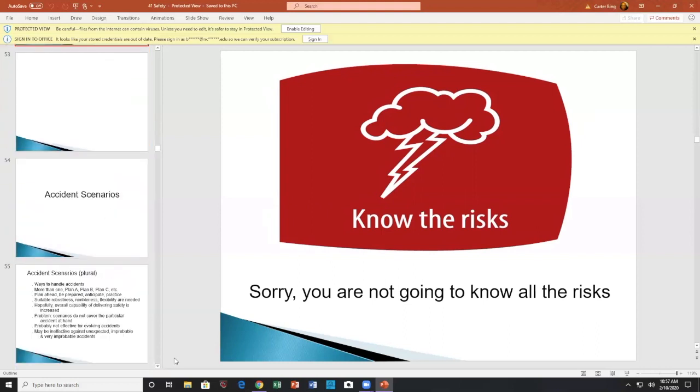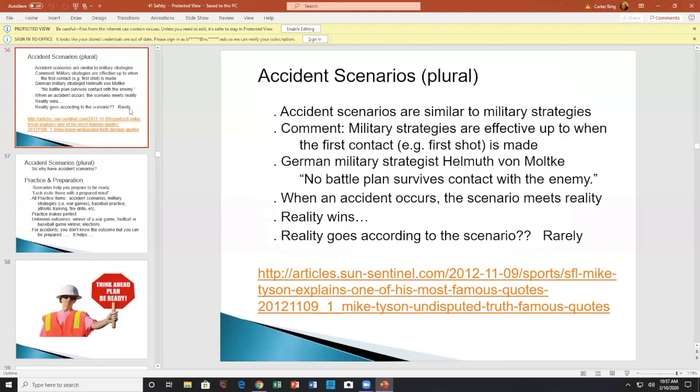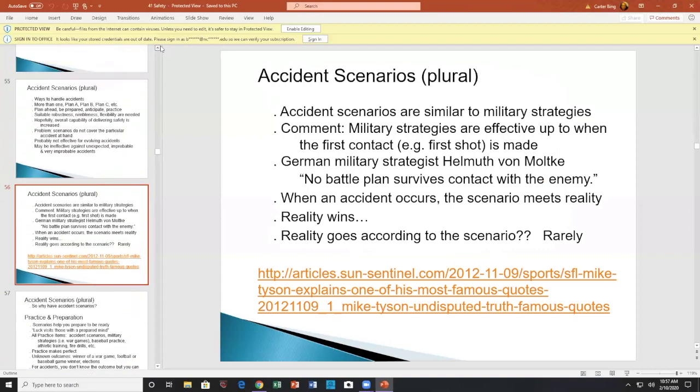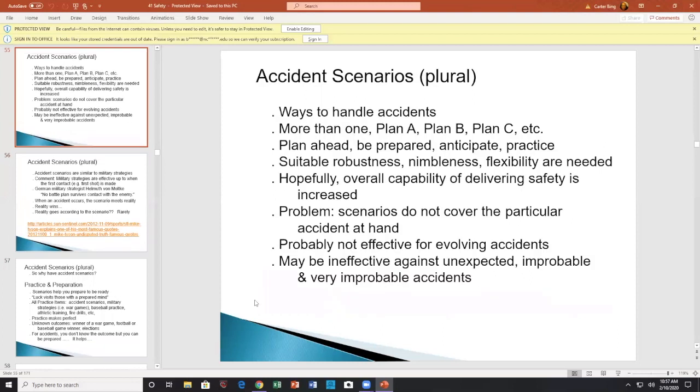Now then, what I really like is accident scenarios. One way to handle accidents is you have plan A, plan B, plan C, etc. More than one, of course. Plan ahead, be prepared, anticipate, and practice.